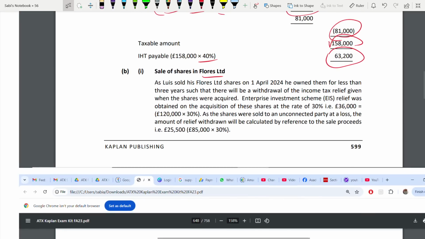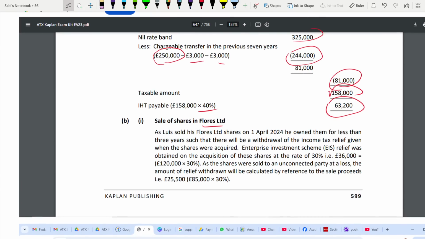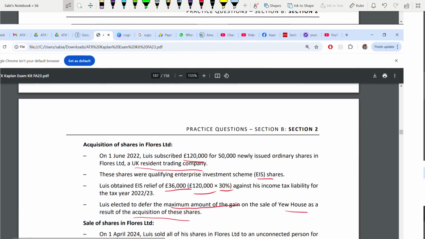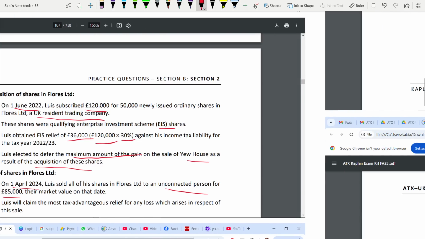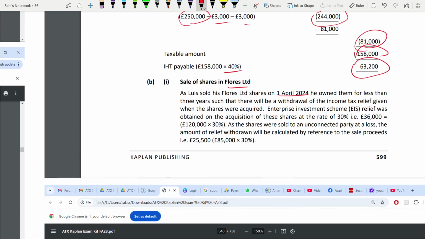So first we'll talk about income tax impact, and then we'll move on to the CGT impact. If you see, he's selling the shares on this date, 1st April 2024. Yes, 1st April 2024 he's selling the shares. When did he get it? 1st June 2022. Less than 2 years. So he is owning it for less than 3 years.